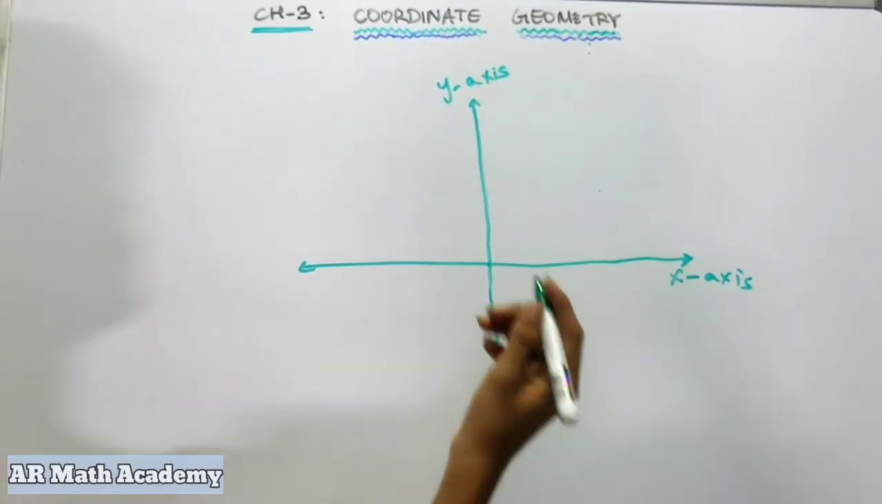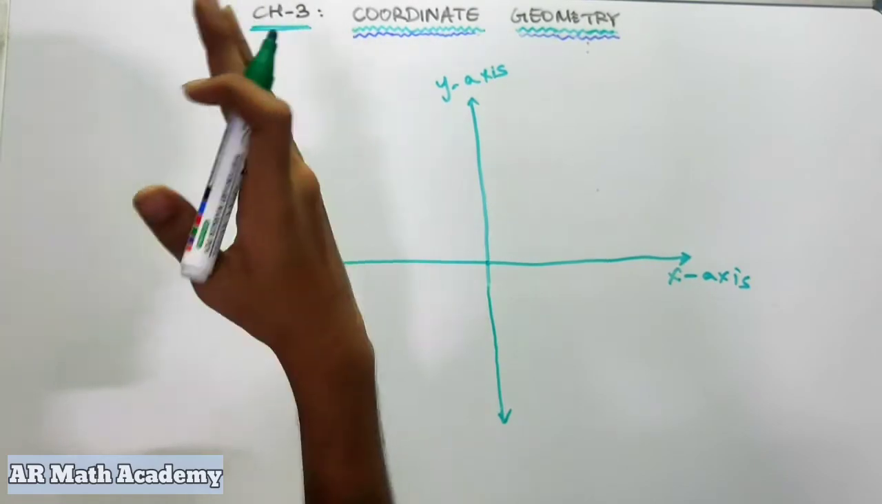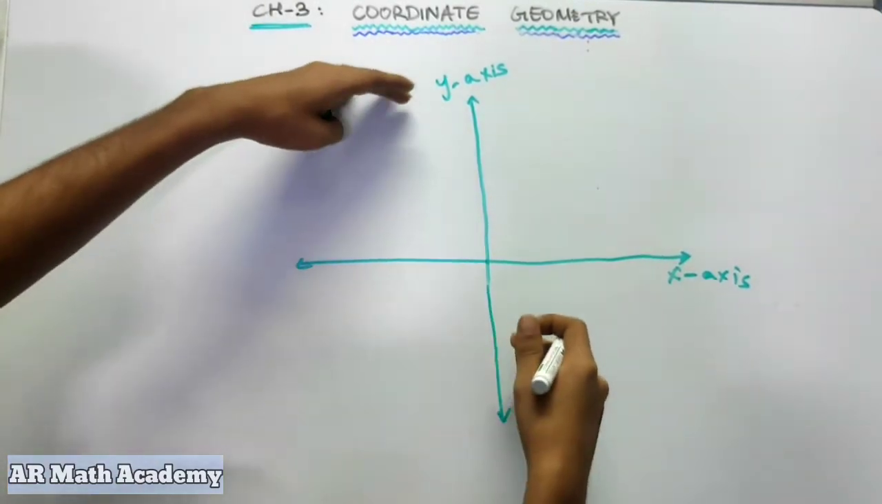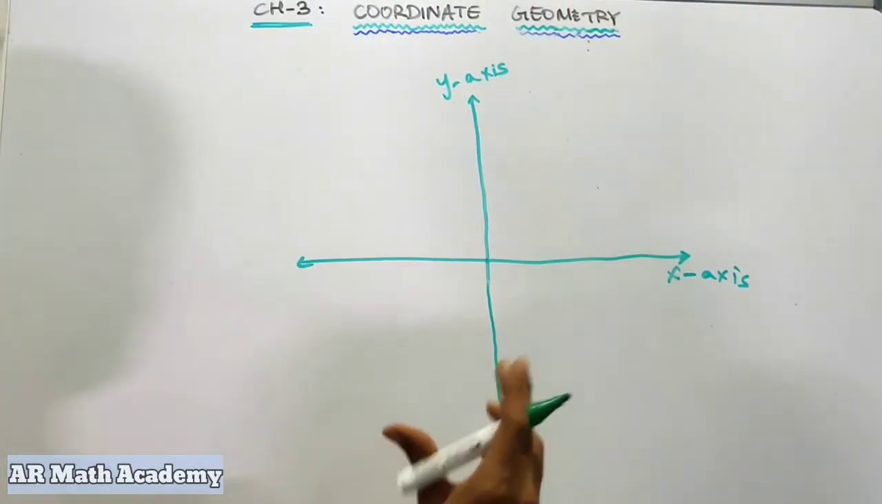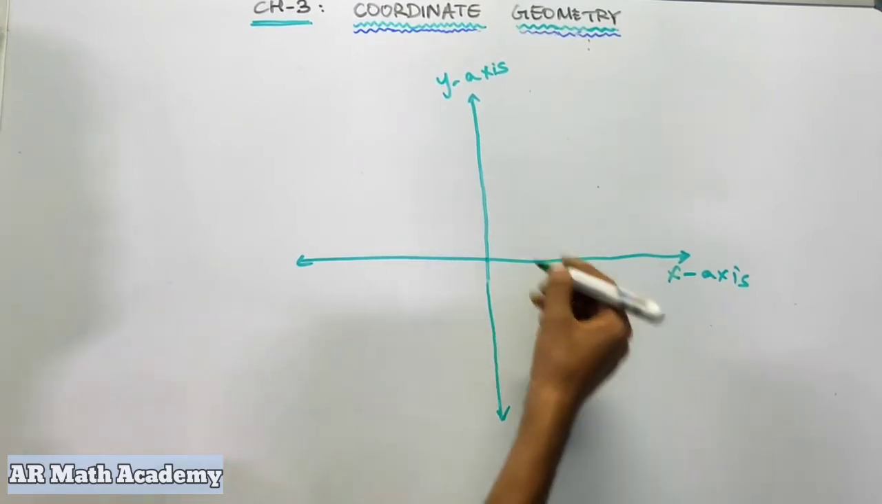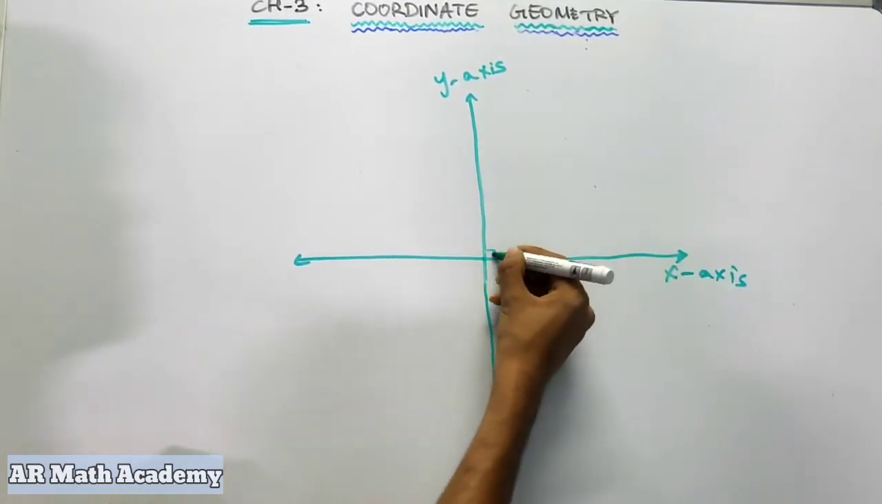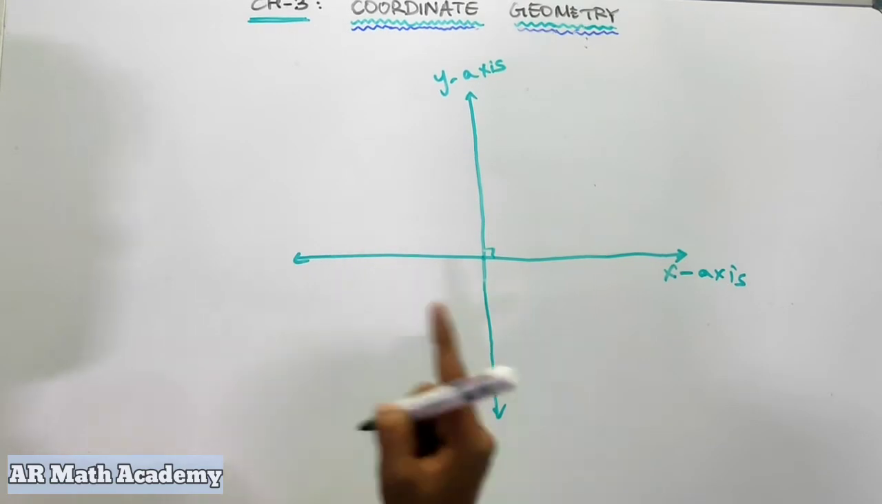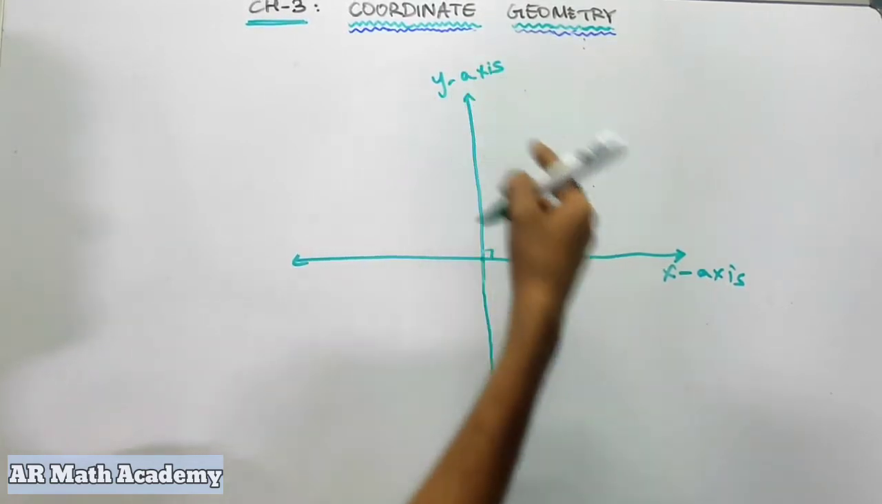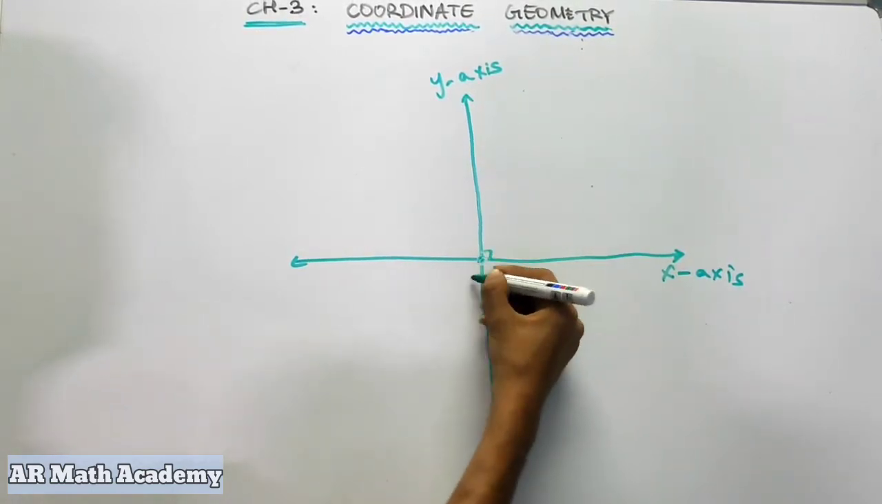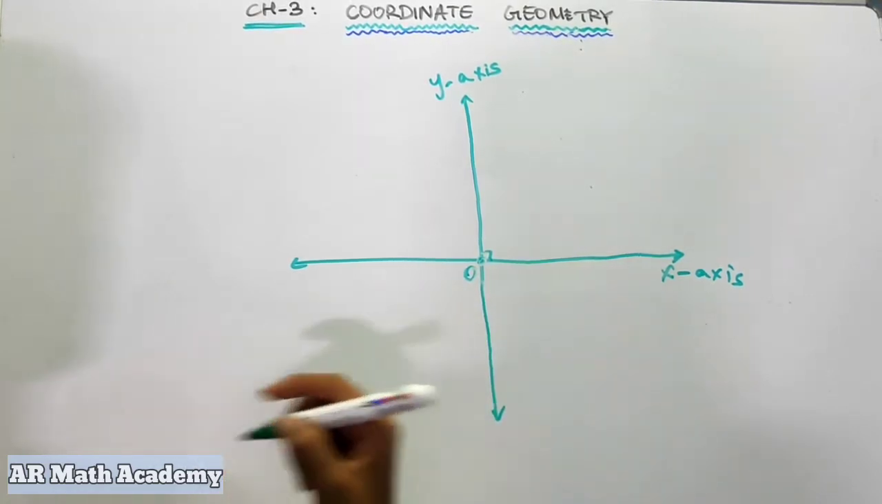Now as you already know, this y-axis is vertical, and it extends till infinity in both the vertical directions. Now another piece of information is that this y-axis and x-axis are always perpendicular to each other. Now the point at which the x-axis as well as the y-axis meet, this point is called the origin.